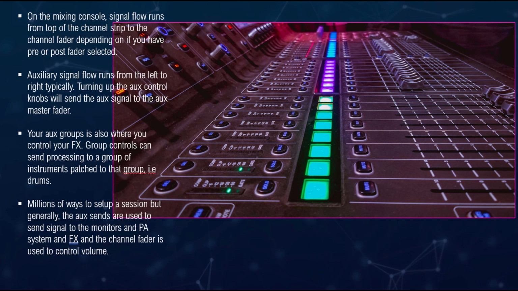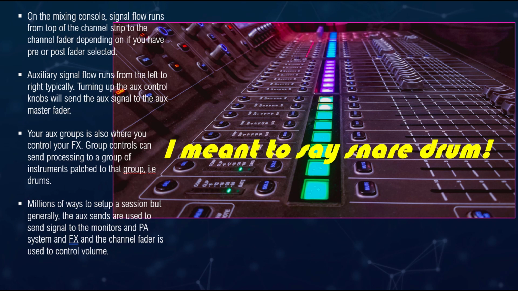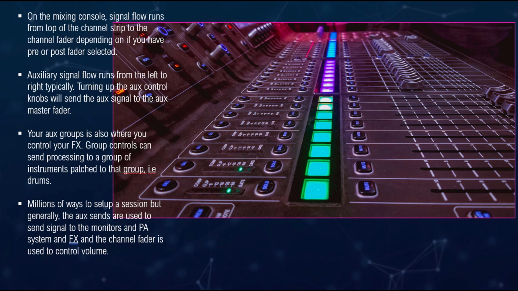Your aux groups is also where you control your FX. Group controls can send processing to a group of instruments patched to that group, like drums. Millions of ways to set this up on the session, but the aux sends are usually used to send signal to the monitors and PA system, and FX, and the channel fader is used independently to control volume. I like to do this because a band might tell you they need more reverb on, say, a kick drum, for example, and if everything's tied to post fader, you don't want to raise everything up at one time because they might not want more volume, they might just need reverb.